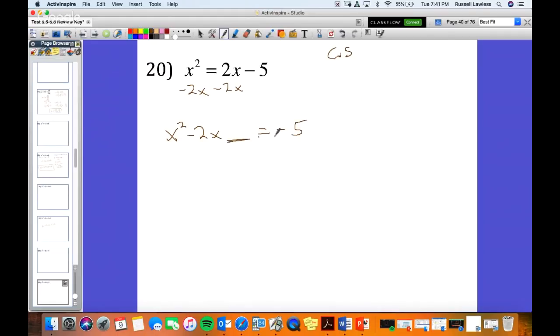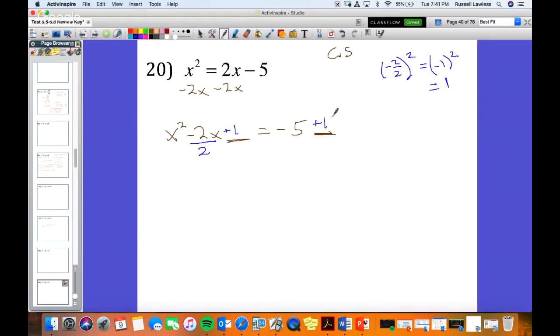I'm leaving a blank here because completing the square, if you remind ourselves, our goal is to essentially create a perfect square trinomial. So the way we create a perfect square trinomial is by taking our b value, dividing it by 2, so then that's negative 2 over 2, and squaring it to get a negative 1 squared, which is a 1. What that does then is we'll add 1 to both sides.